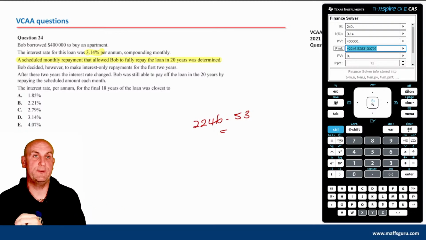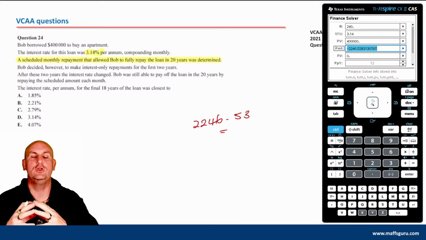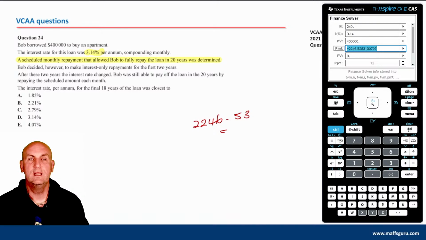Now that is the first part of the question. That's the scheduled monthly repayment that allows Bob to repay the loan in 20 years. It then goes on and says that Bob, however, decides to make interest-only repayments for 2 years. And that tricked a huge proportion of the state. But the point of that was that my principal value didn't change. He's just made 2 years of payments that were interest only. Does that make any difference to the PMT? Absolutely not. After these 2 years, the interest rate changes. Right. So he's already made 2 years of payments.